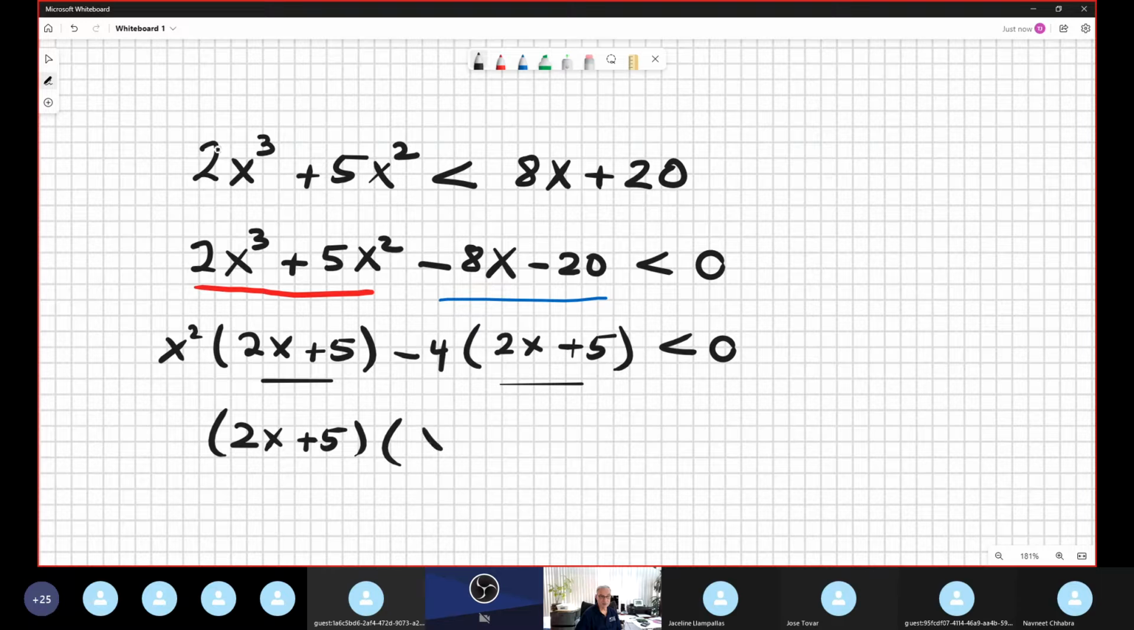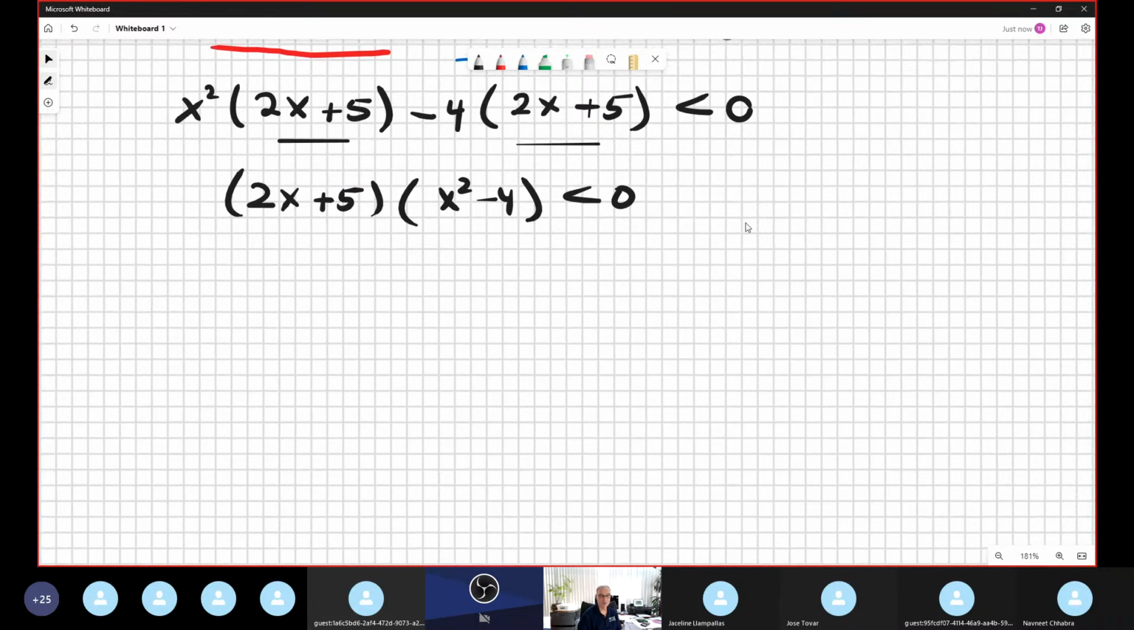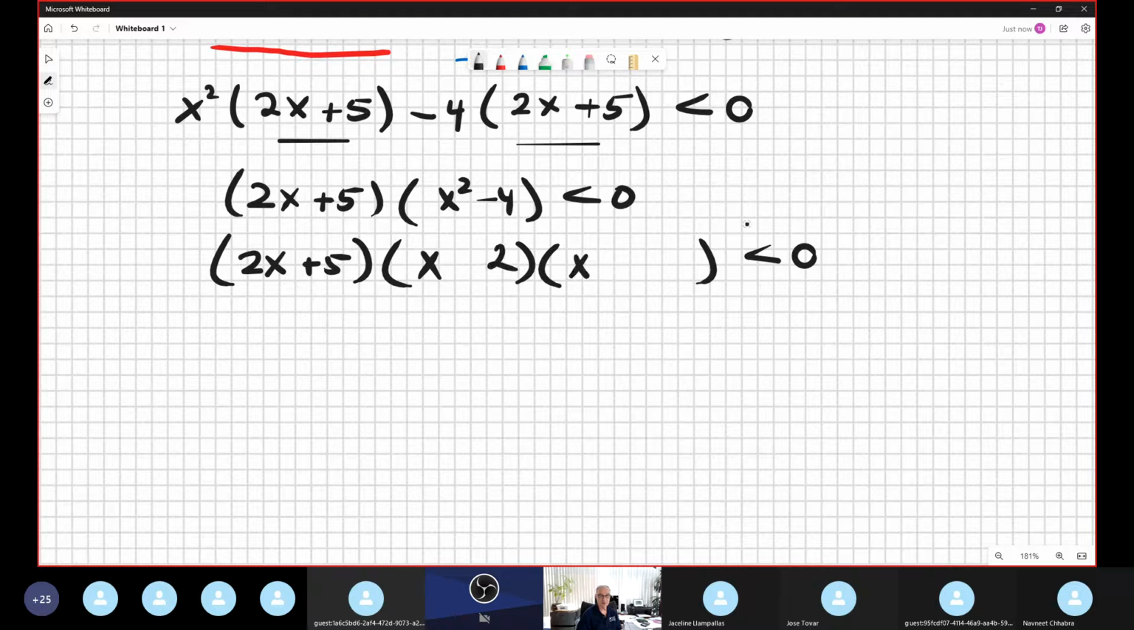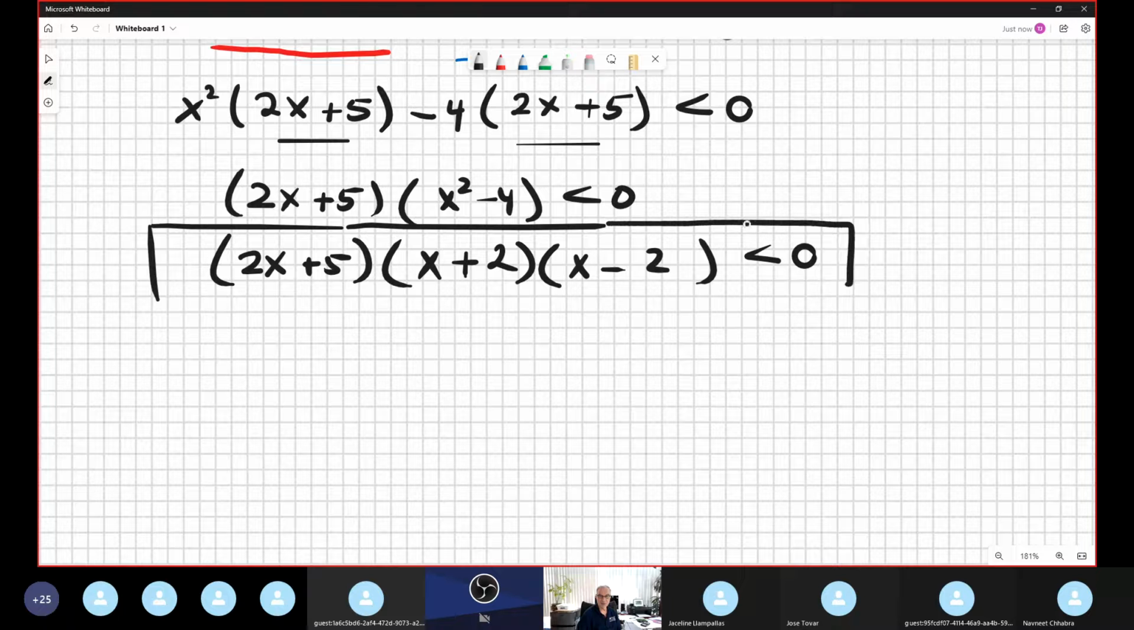Open new parentheses, inside we have x squared minus 4. And do I finish? No, because here we have a difference of squares. So you copy the parentheses, 2x plus 5, just bring it down, and factorization this is x and 2, plus or minus. Boom. I enclose it in a box because this is the beginning.